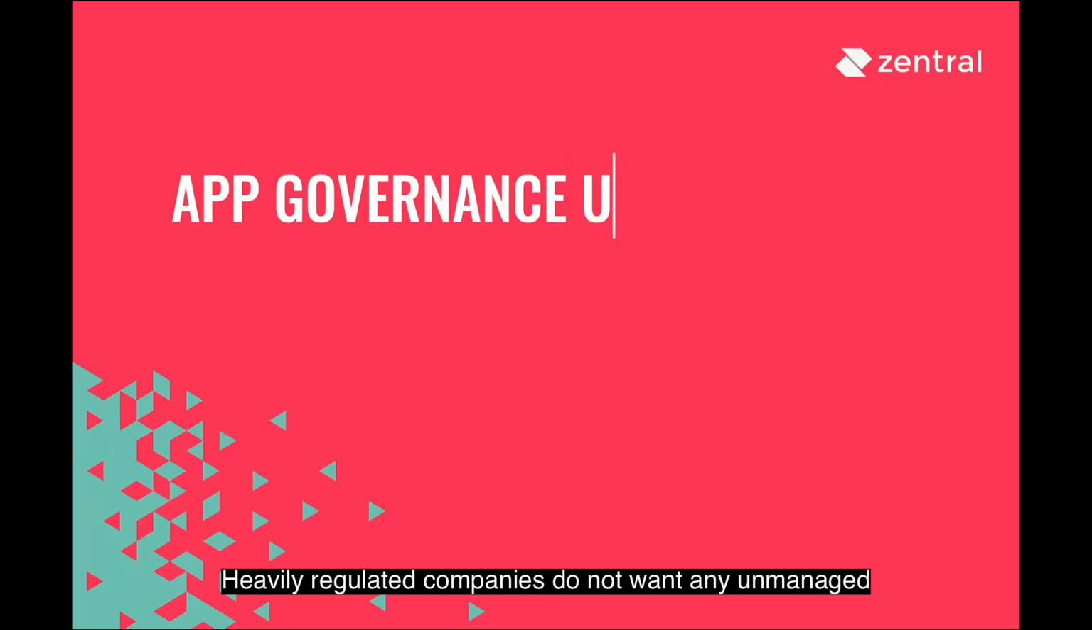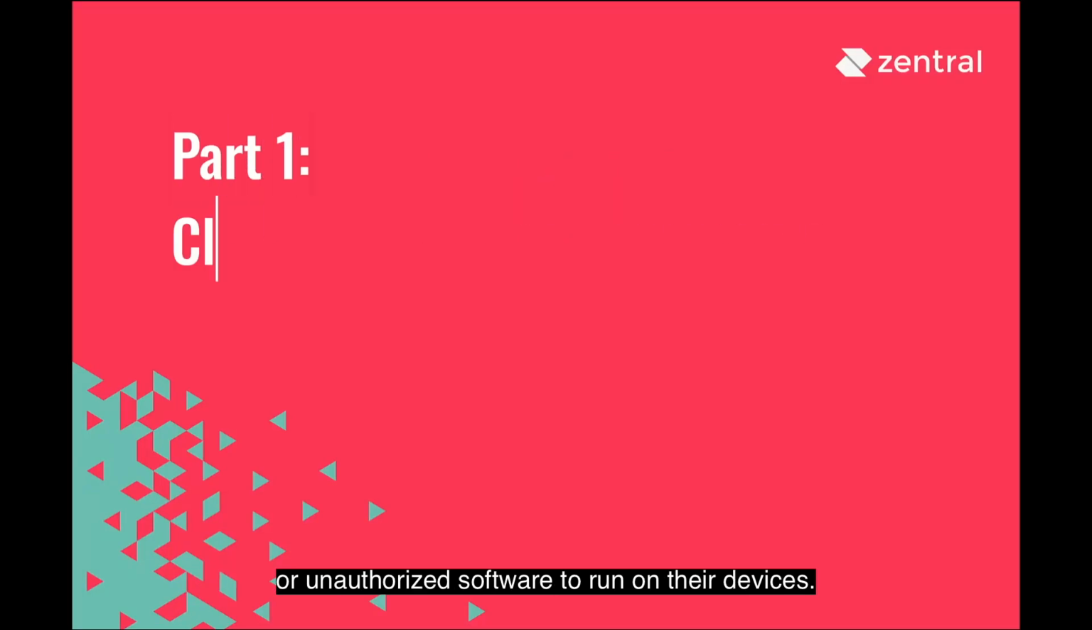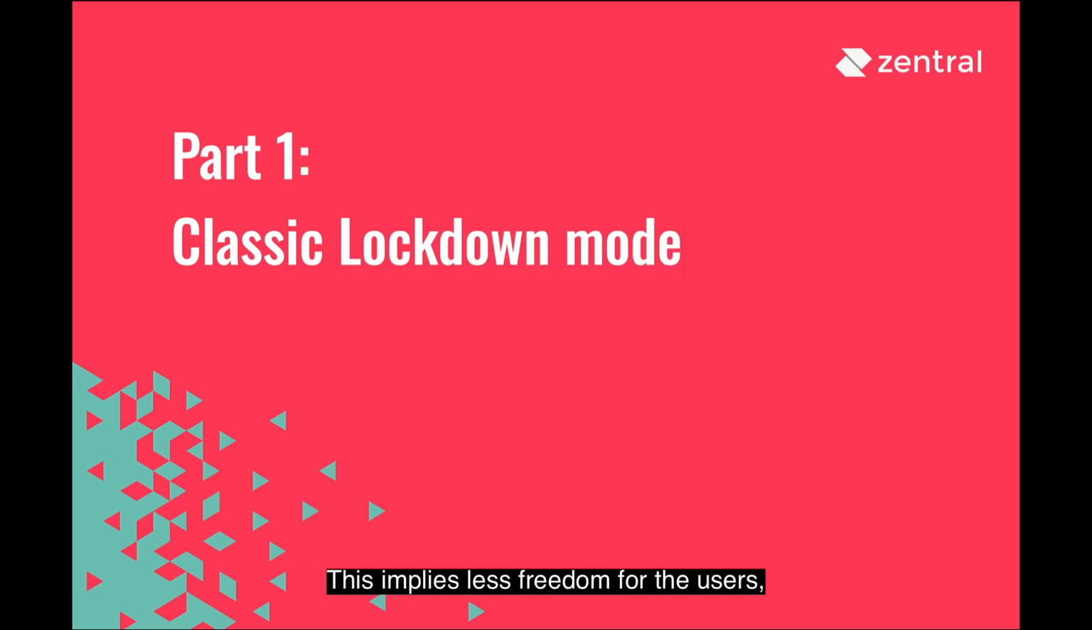Heavily regulated companies do not want any unmanaged or unauthorized software to run on their devices. This implies less freedom for the users, but these devices are work computers first and foremost and company property. Today we're going to see the basic mechanism. Nothing new, but it's well implemented because it helps the user understand the decision the system makes.